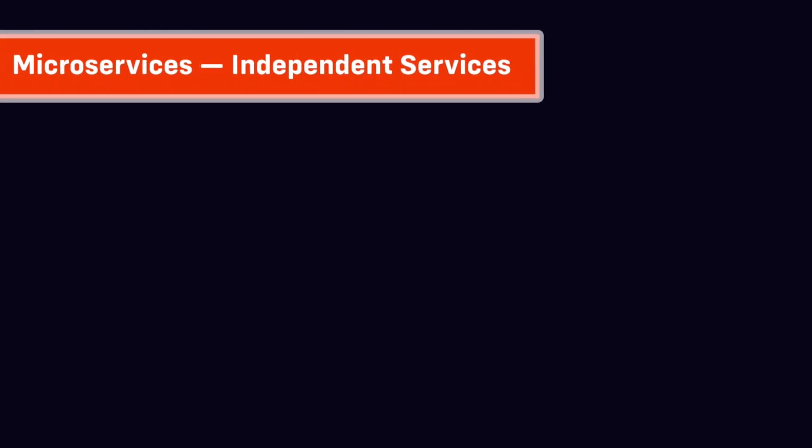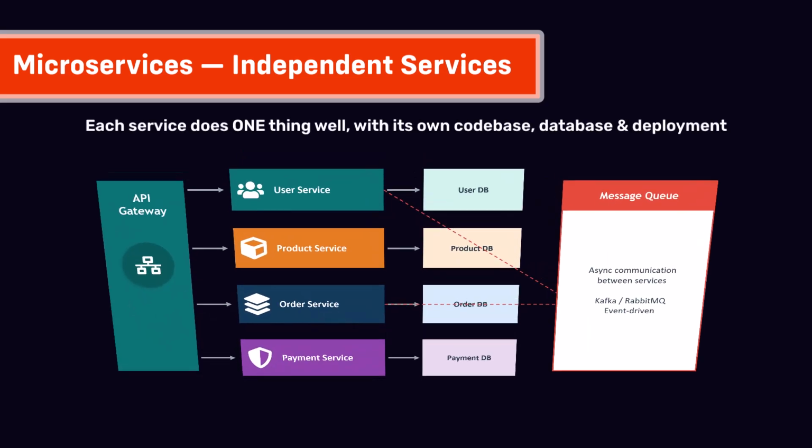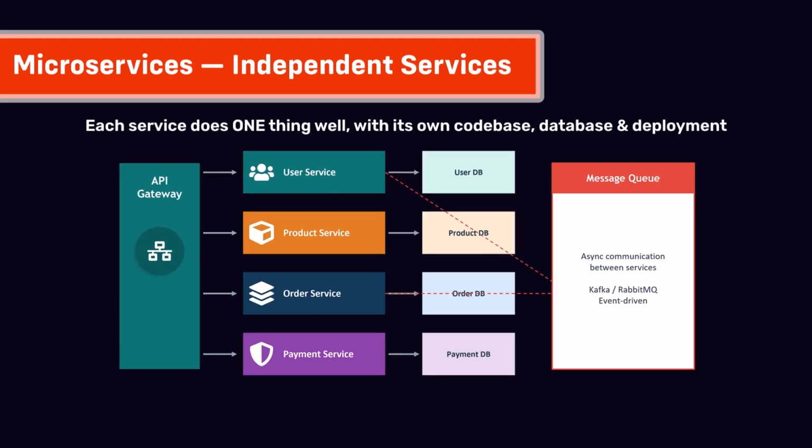Now let's try to understand microservices. In microservices, many small independent services exist. In microservice architecture, you break the application into small independent services. Each service does one thing well. Each has its own code base, its own database, its own deployment pipeline. The user service doesn't know or care how the payment service works. They communicate through well-defined APIs or message queues. If the notification service goes down, users can still browse products and place orders.